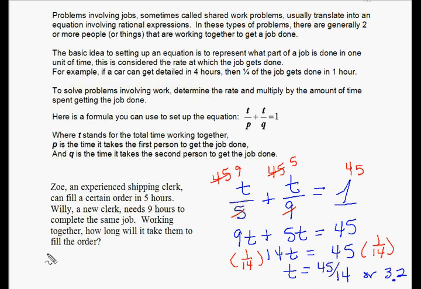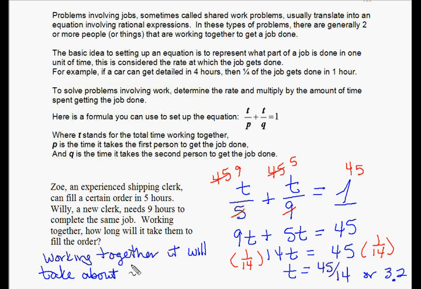So we always need to answer our word problem with words. We have, working together, it will take about 3.2 hours. And it's real important to include that unit of measure so I know what you're talking about. This 3.2 isn't money or something, it's hours.